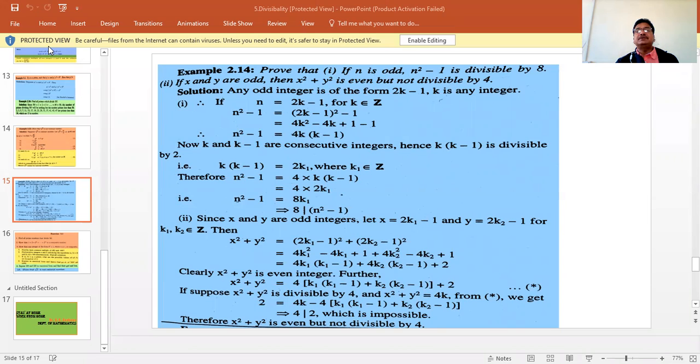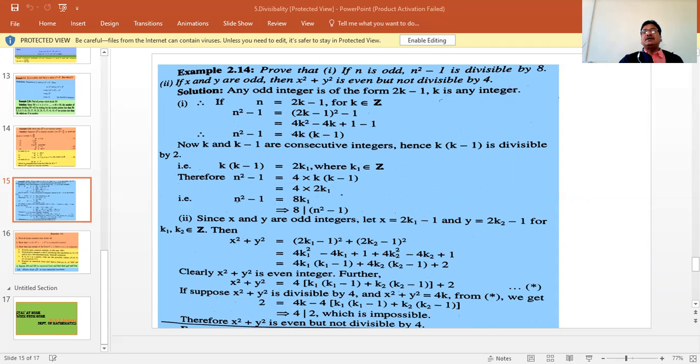So the proof of the first example, that if n is odd, then n square minus 1 is divisible by 8. Suppose n is odd. We know that any odd integer is expressed in the form 2k minus 1 or 2k plus 1, where k is any integer. For example, 3 is odd. We can write 3 as 2 into 1 plus 1, or 2 into 2 minus 1. That is, odd integer 3 is expressed in this form, 2k minus 1 or 2k plus 1.